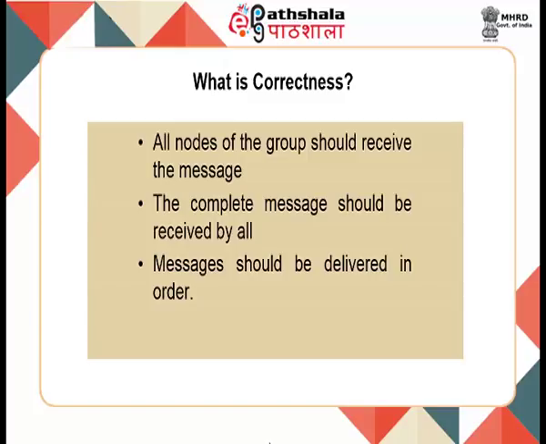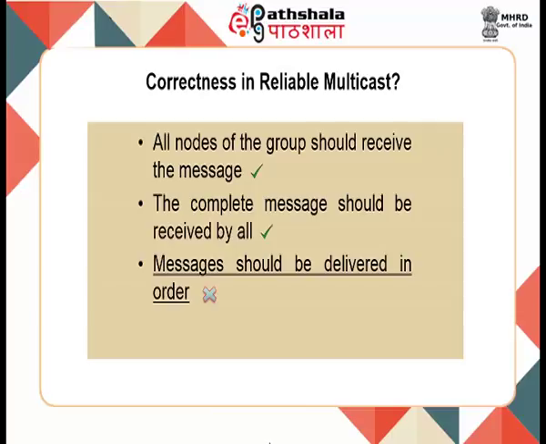Now, if we look at the definition of reliable multicasting, then we see that the first part is guaranteed. All nodes must receive the message or messages. The second point is also guaranteed, that the complete message, because reliable multicast gives the guarantee that all processes will receive a message sent and the message will be in an uncorrupt form. So, these two will be guaranteed. What about the third point, that it should be delivered in order?